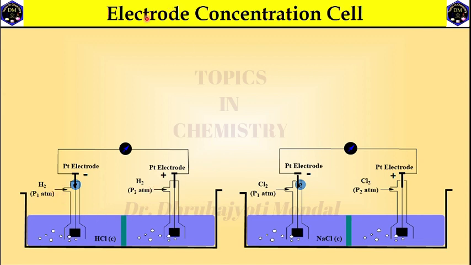That's why it is called electrode concentration cell. And here it acts as a cathode, so reduction takes place. Sign of the electrode is positive. So what will happen? Electron will flow from negative electrode to positive electrode, and current will flow from positive to negative direction. Now consider this half cell.